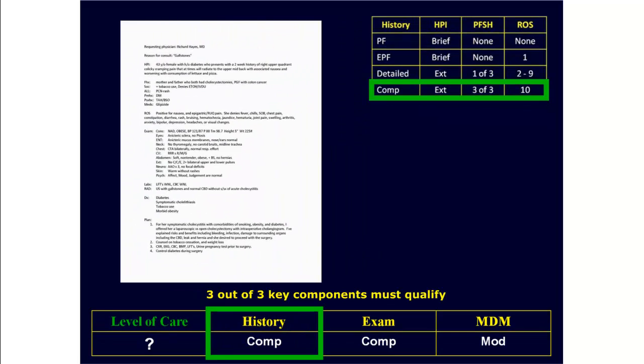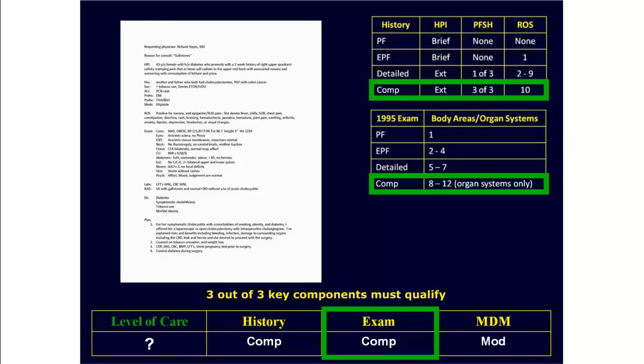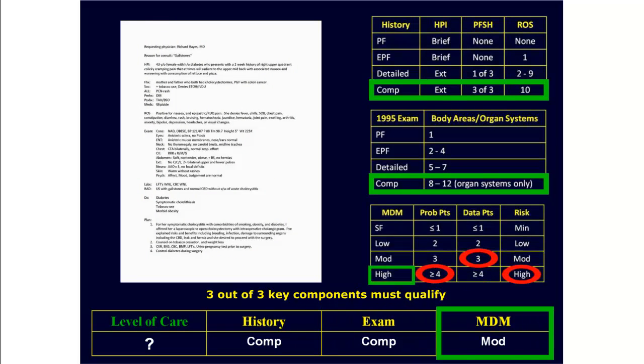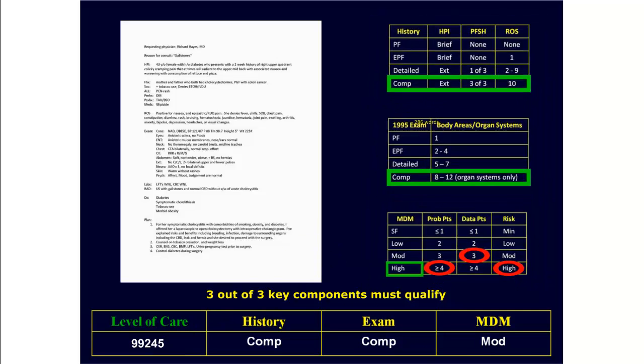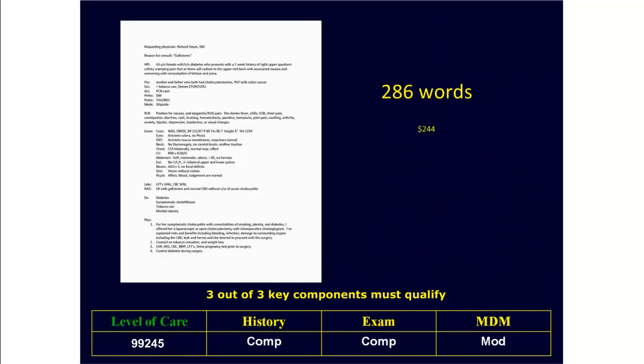We have a comprehensive history, a comprehensive physical exam, and high complexity medical decision making, which adds up to a level 5 consult. So here it took this physician 286 words to earn $244, which works out to 85 cents per word, which is pretty good documentation efficiency.